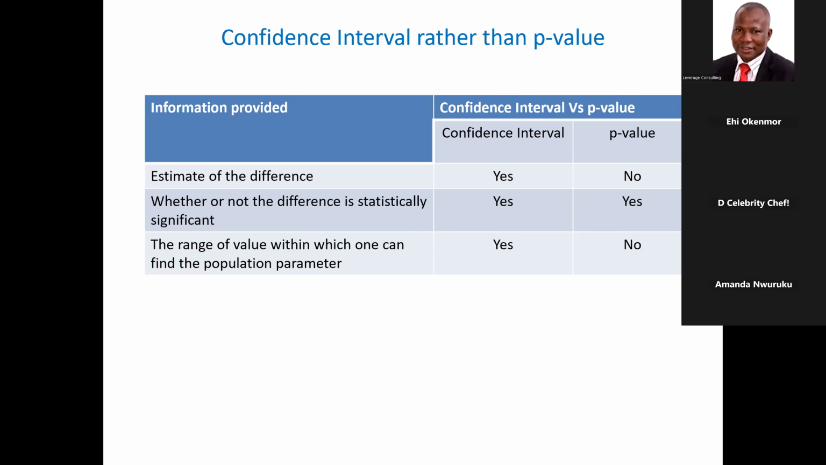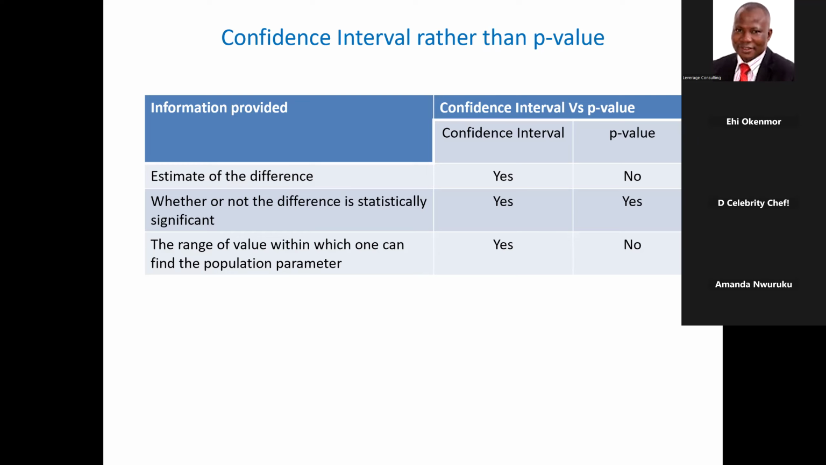Now, look at what we have on this table. Information provided, there are three. Estimate of the difference. You know, we talk about the estimate. Then the second one, whether or not the difference is statistically significant, which is the issue of type 1 error, rejecting type 1 error. The third one is the range of values within which you can find the population parameter.